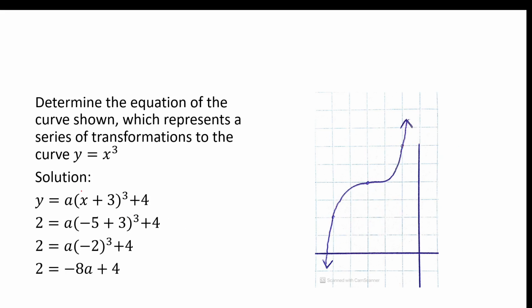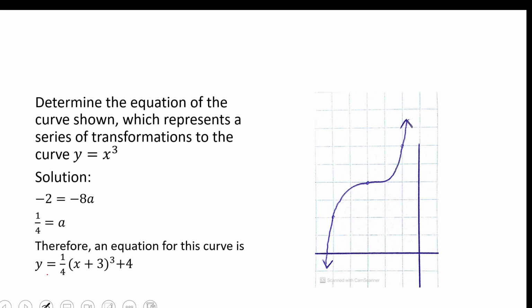So subbing in a negative 5 for x and subbing in a 2 for y, we end up solving for a. That 2 is equal to negative 8a plus 4. Ultimately, a is a quarter. And so therefore, we can say that an equation of this curve is y equals 1/4 times the quantity x plus 3 cubed plus 4.